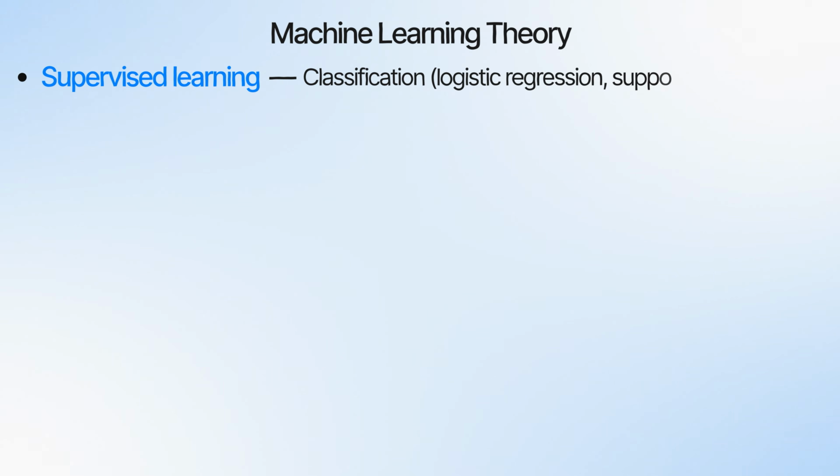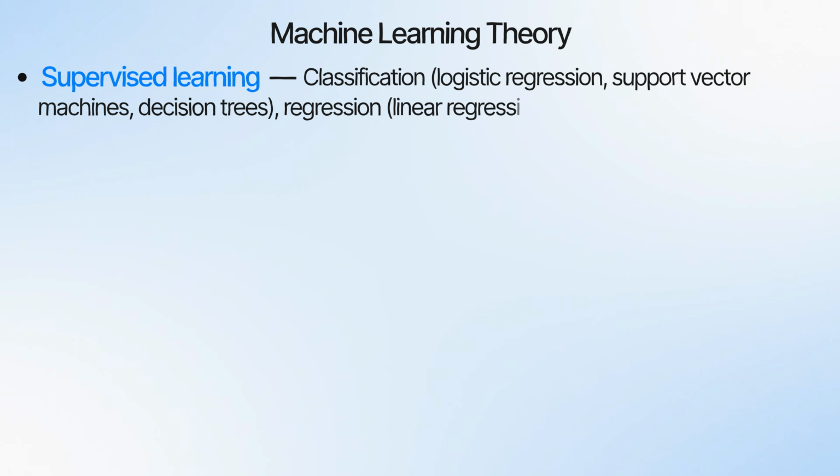Nevertheless, if you do want a comprehensive, but by no means exhaustive, list of the things you should learn, then these are the following things that you should know for machine learning system design interviews. So for machine learning theory, you should learn supervised learning. So these are things like classification, using models like logistic regression, support vector machines, and decision trees. You should also know regression, which is linear regression, decision trees, and gradient boosted trees.